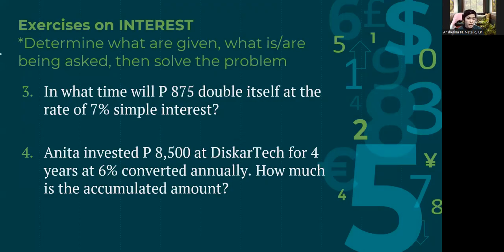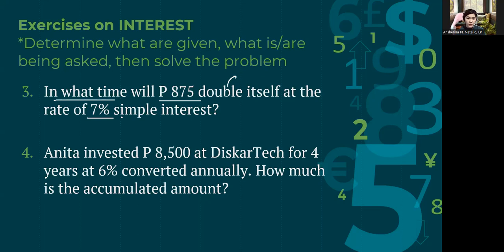Number 3, what time? Okay? Ayan o, alam niyo yung hinihingi. In what time will 875 double itself at the rate of 7% simple interest? So, ano kaya to? Okay, so definitely, this is the principal. Pero ano na pagka na-double niyang sarili niya? Is it the interest or is it the other one, the maturity value or the future value? Okay?